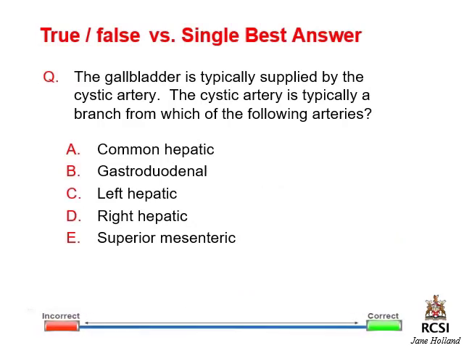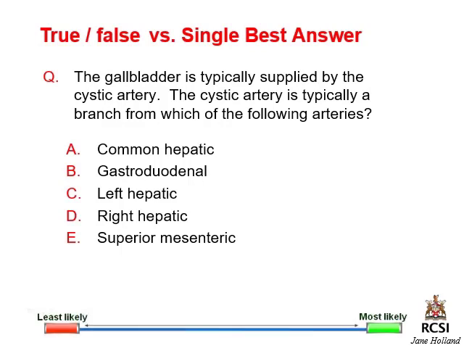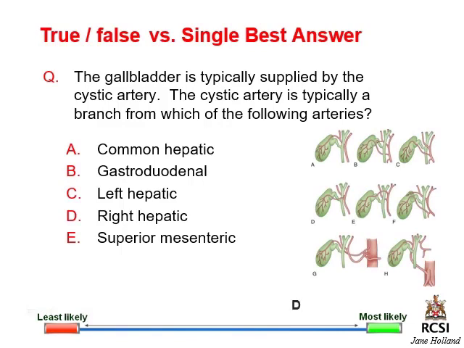Looking at single best answer questions, and again, this is the example I always use. The cystic artery is typically a branch from which of the following? It's typically going to be coming from the right hepatic artery. Now, there's a lot of variance, as you can see, but typically it's going to be the right hepatic. All of the others are possible, though.